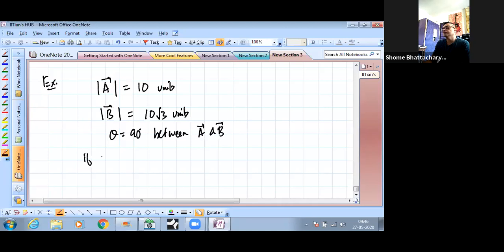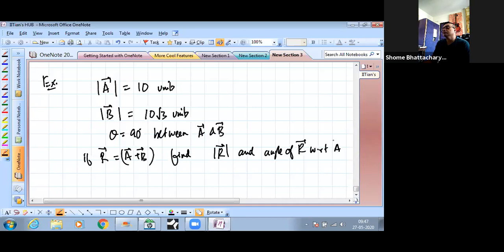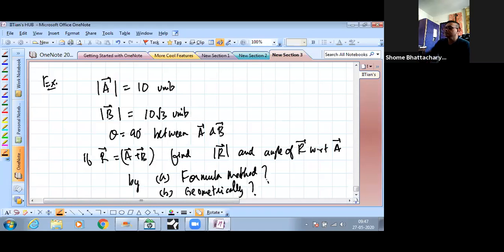So if R vector represents the resultant of A plus B, and we want to find magnitude of R and the angle of R with respect to A, first of all, by formula method and geometrically. Both the methods are easy here. Just try this out with me.